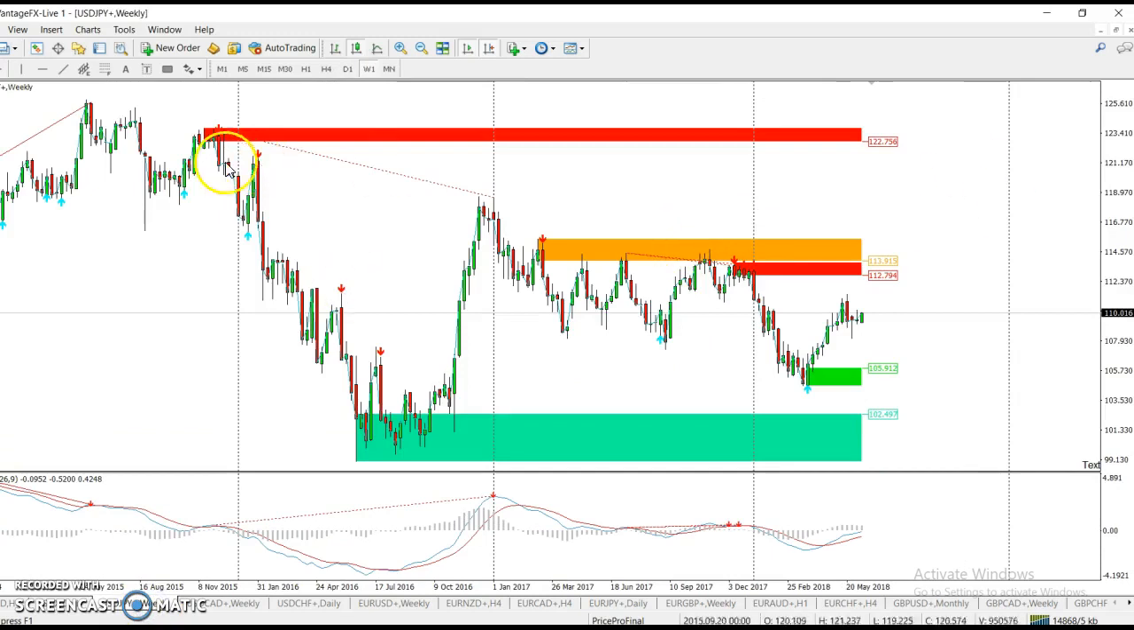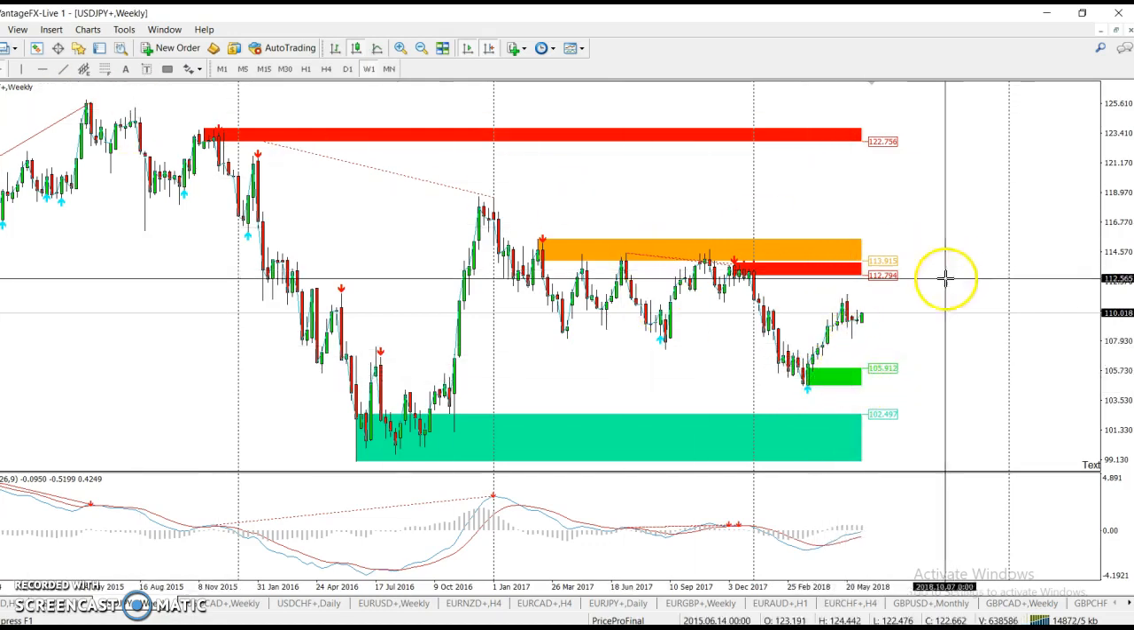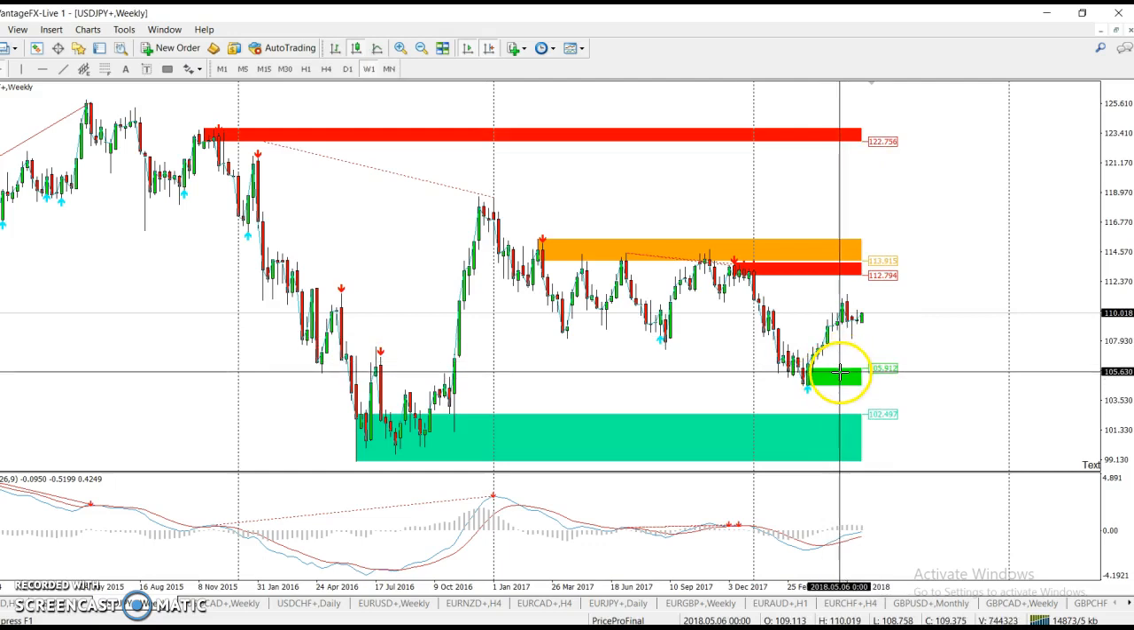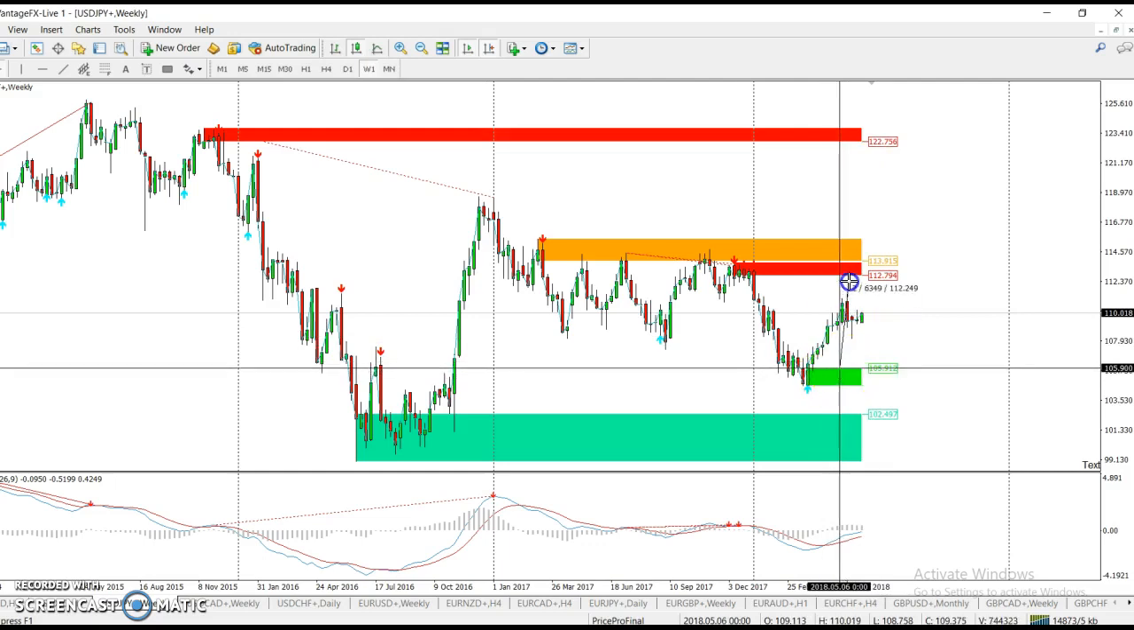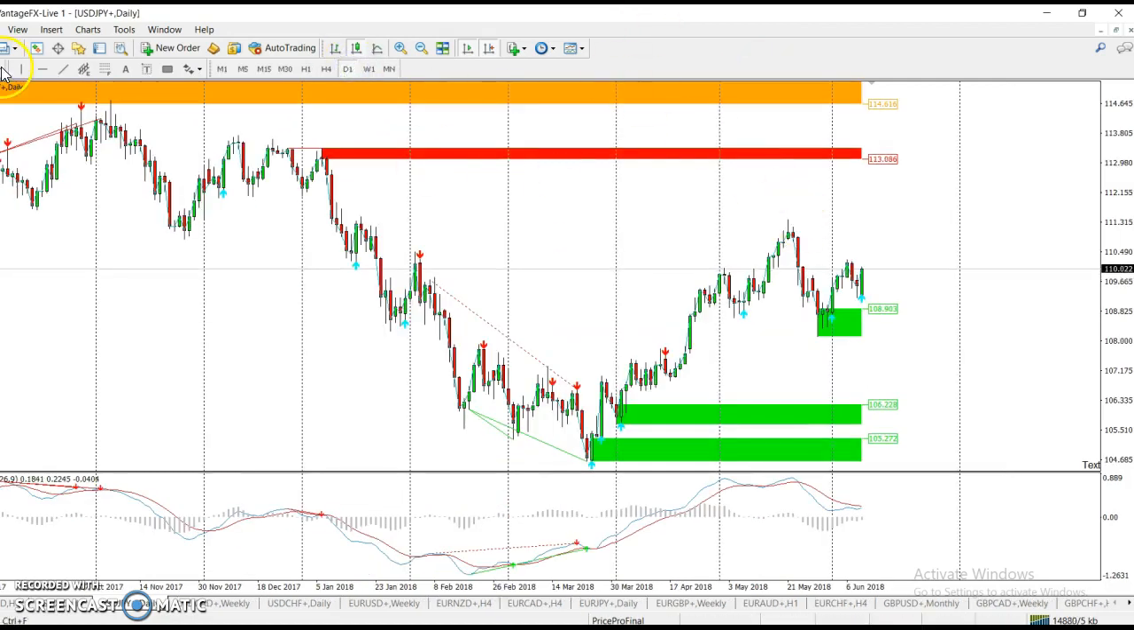USD JPY, again, weekly charts. See our indicators plotted, our zones for us. We look at the weekly chart here, targeting straight up here. So targeting the last area that caused this move down, which is here, 112. So again, USD JPY, you can see we're actually getting a buy signal on it today, to target up towards 112, 113.